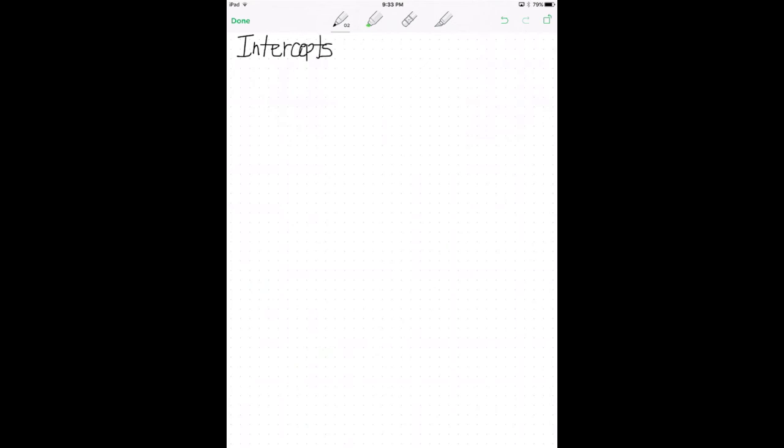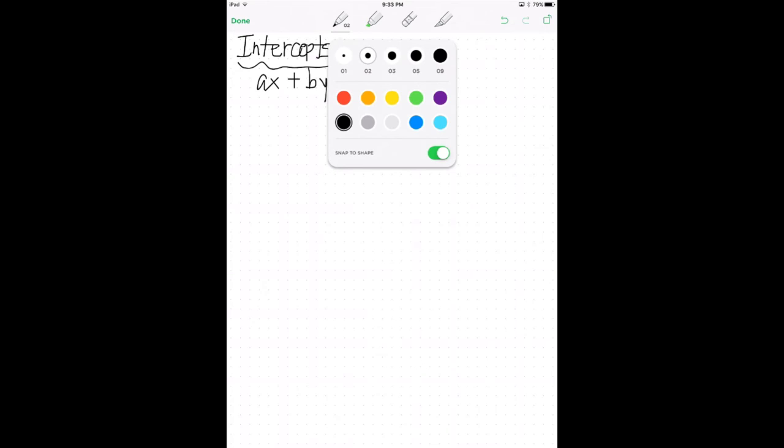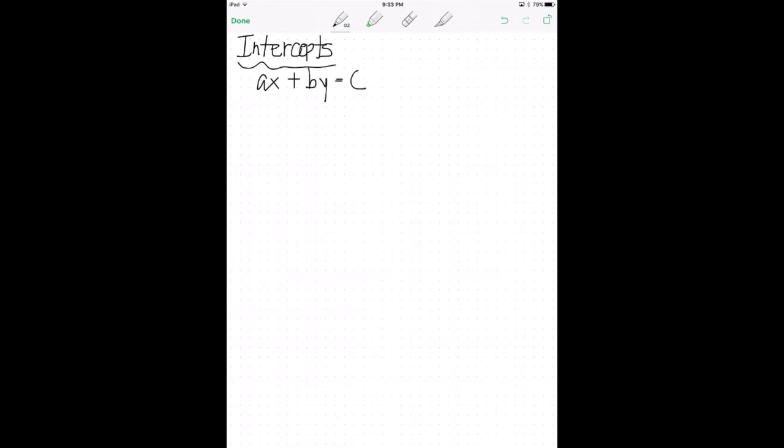Okay, so if you want to graph using intercepts, your equation, more likely than not, is going to be in what we call standard form. That's ax plus by equals c. It could be something like 3x minus 4y is equal to 12. That's a typical equation in standard form. So your intercepts, that is your points (x, 0) and (0, y), those are your intercepts.